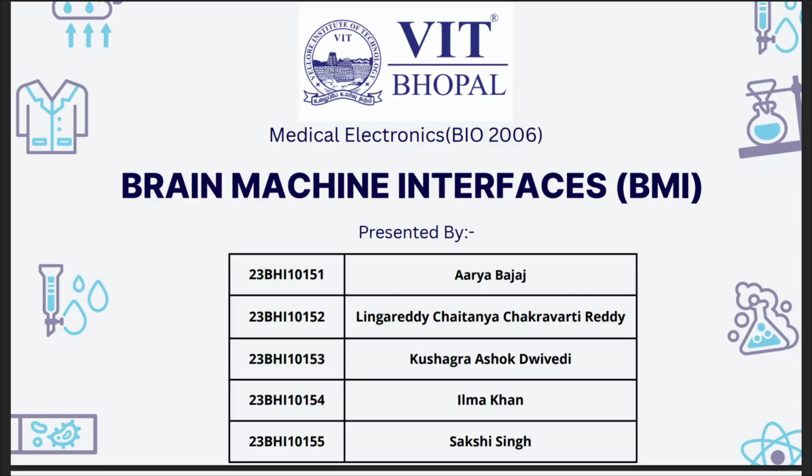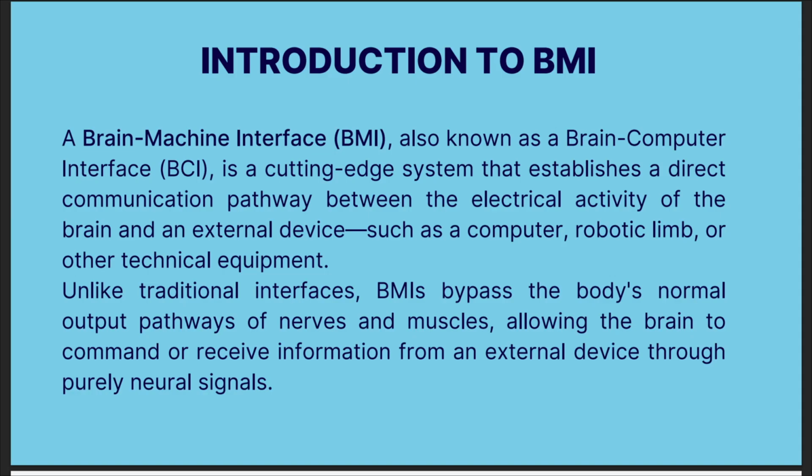We will directly switch on the introduction part, introduction to BMI, a brain-machine interface, also known as a brain-computer interface. It is a cutting-edge system that establishes a direct communication pathway between the electrical activity of the brain and an external device, such as a computer, robotic limb, or other technical equipment. Unlike traditional interfaces, BMI bypasses the body's normal output pathways of nerves and muscles, allowing the brain to command or receive information from an external device through purely neural signals.